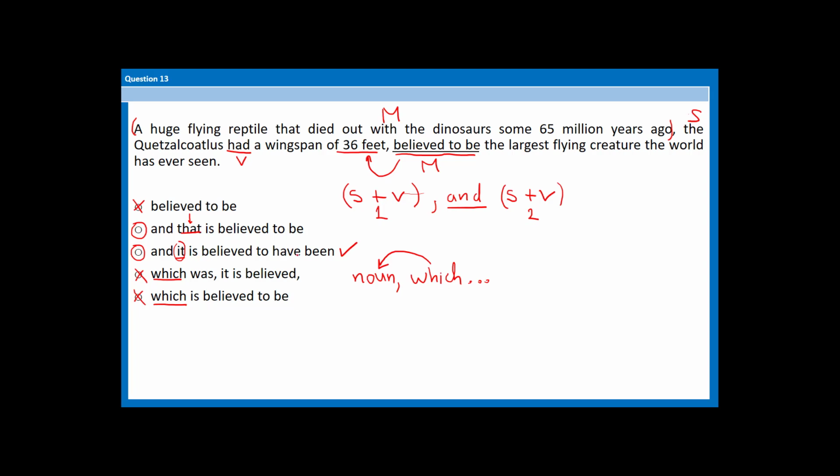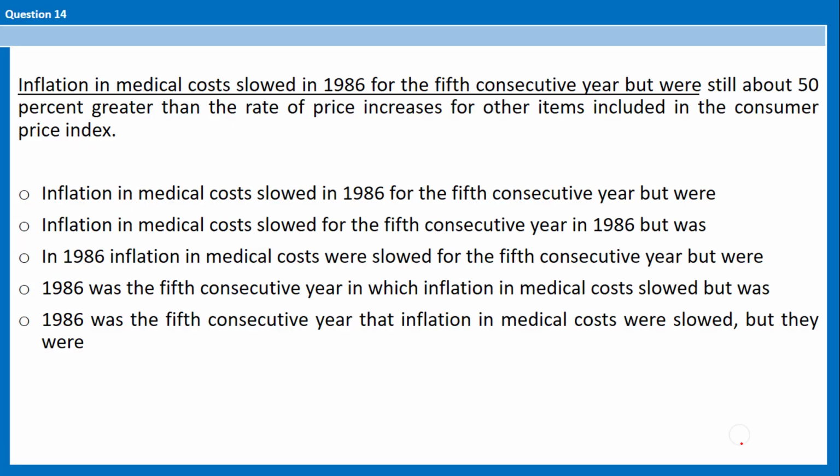It is believed to have been the largest flying creature the world has ever seen. You need the present perfect have been as well because you have the keywords the world has ever seen, which means that something started in the past until the present. In other words, the Quetzalcoatlus is the largest flying creature to ever have existed. Okay? If you have any question or doubt, email me at verbal@gmail.com.